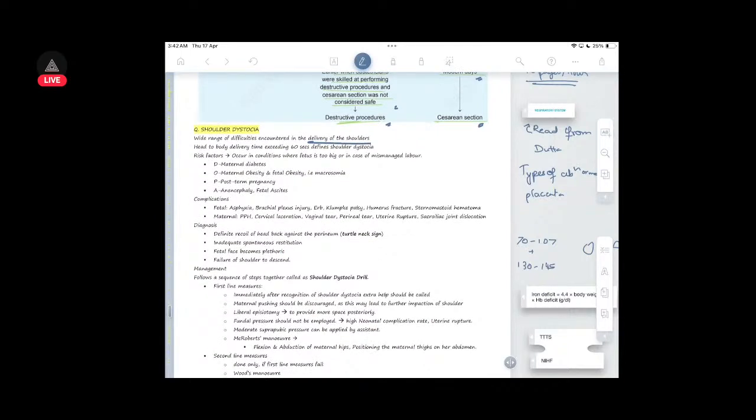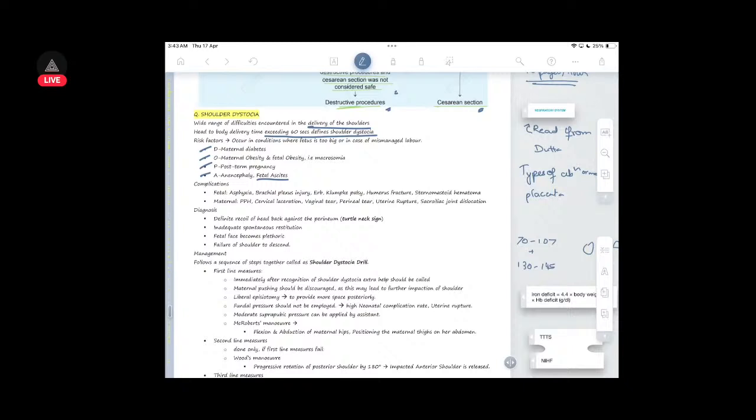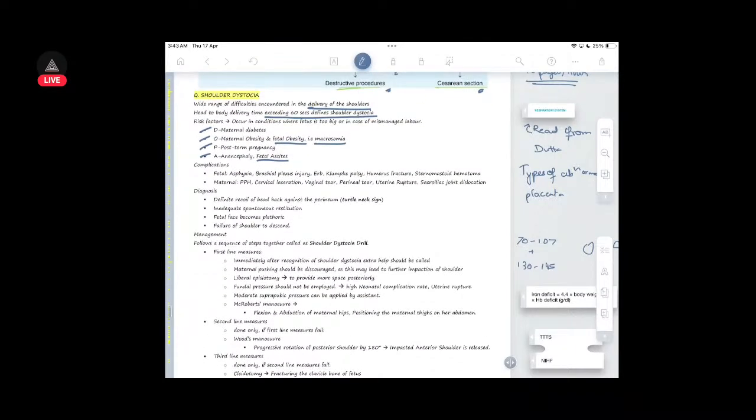Shoulder dystocia is a wide range of difficulty encountered in delivery of the shoulder. Head to body delivery time exceeding 30 seconds defines shoulder dystocia. Risk factors are maternal diabetes, maternal obesity, fetal obesity, post-term pregnancy, and anencephaly. Fetal ascites also. And fetal obesity, that is macrosomia, also will lead to shoulder dystocia.